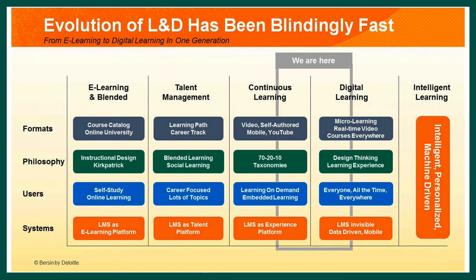As time went on, the format evolved, the philosophies evolved, the users evolved, and the systems evolved. And where we are right now is between continuous learning and digital learning. We know we're going somewhere into AI, using machine learning and AI algorithms to determine what's going to be taught next and how it is going to be delivered.